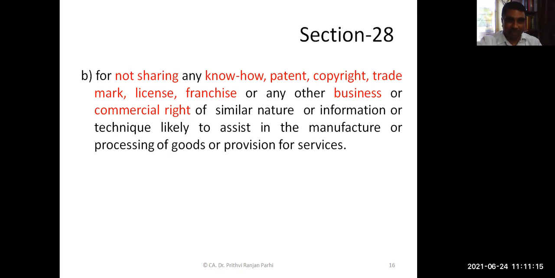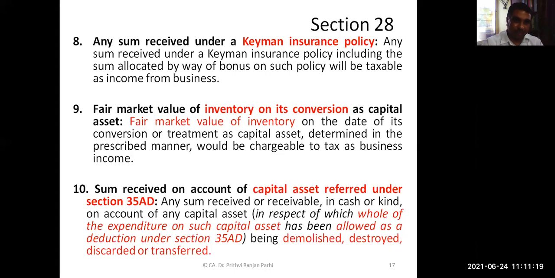Okay, I think these two items are clear to you. Now, next let us move to item number 8. Any sum received under a Keyman Insurance Policy. A Keyman Insurance Policy is a kind of insurance policy which is taken on the keymen. Keymen means very important persons in the office, in the business. Business depends on them. If they, let us say, leave the business, or if they die, the business will suffer a lot.